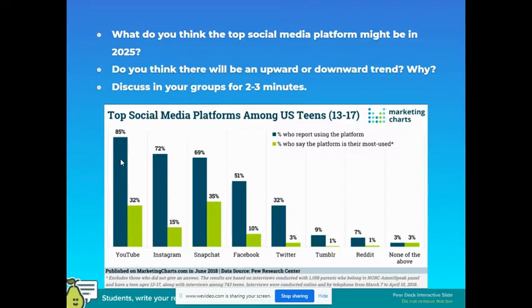Do you think there will be an upward or downward trend in the use of social media, and why? Since we're doing this as an Edpuzzle, I'm not going to have you discuss in your groups, but certainly feel free to talk to your friends about what you think. Has the popular social media for the year 2025 been invented yet? Is the one that you tend to use the most, if you use social media, one that was invented 5 years ago?